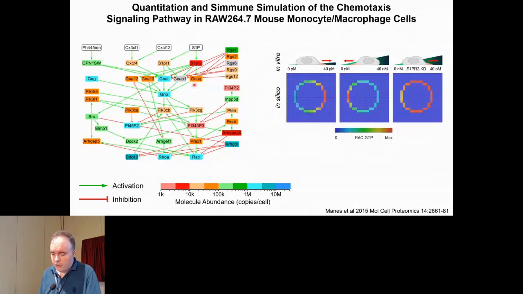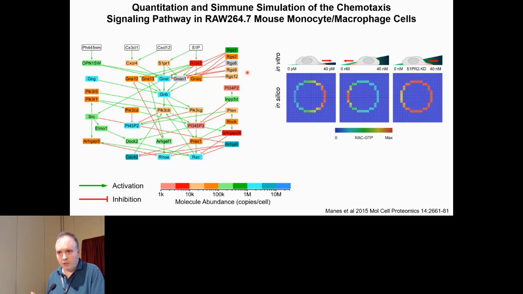Great. Okay, so in 2015, we published an article describing a model of the mouse macrophage chemotaxis signaling pathway. These are the ligands, the receptors, the heterotrimeric G proteins, PIP2 kinases, PIP3, the GEFs, and the small GTPases, activators, and some inhibitors. We targeted this pathway for quantification by mass spec. The colors indicate the copies per cell. And that's not the only information we need to do the simulations.